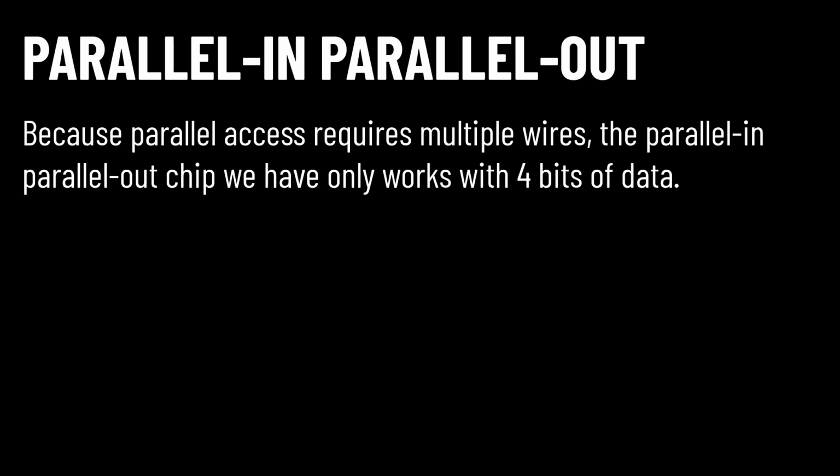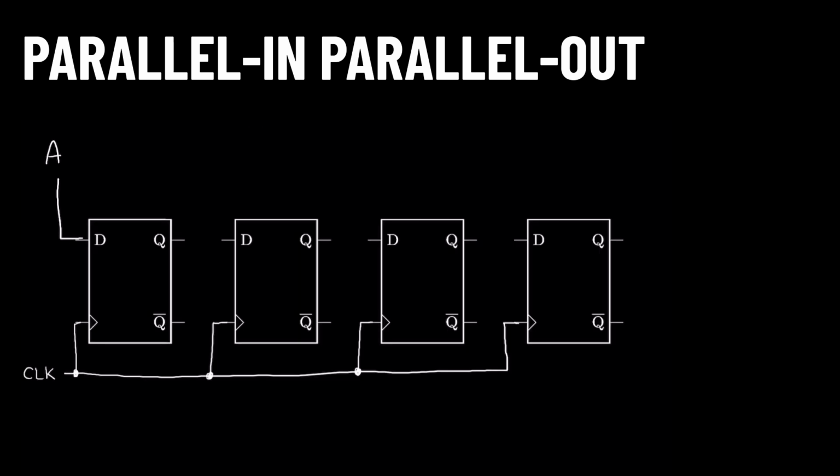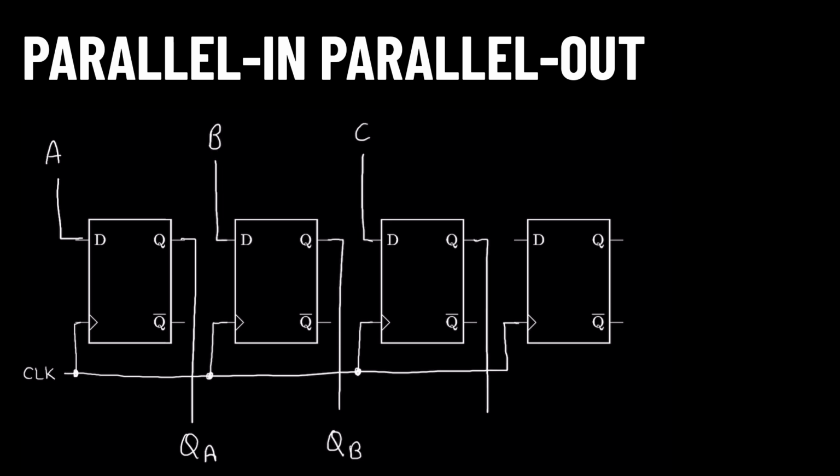Because both the input and output values are accessed in parallel, a parallel in, parallel out register requires more I/O pins than other types of registers. For this reason, the parallel in, parallel out register chip that we have only stores 4 bits. A very simple 4-bit parallel in, parallel out register that can just load or hold data can be built by simply connecting inputs in parallel to D flip-flops, connecting the outputs in parallel, and connecting all clock inputs to a common clock source.